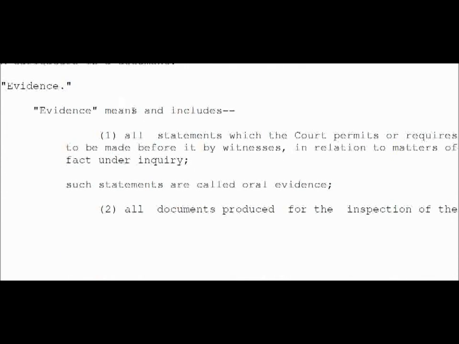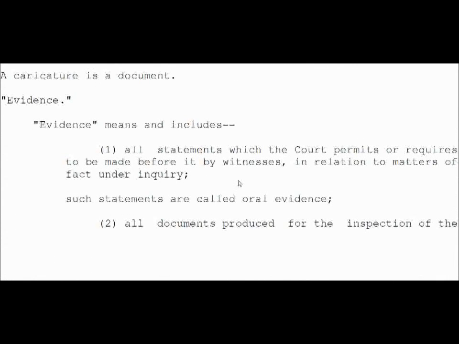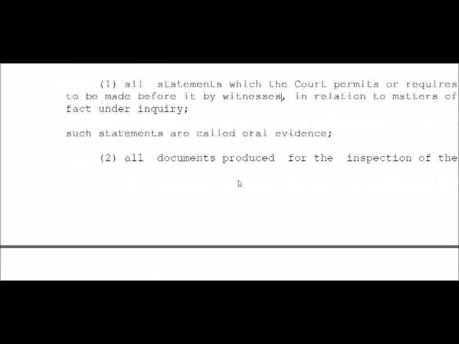Now comes the definition of evidence. Evidence is of two types: oral evidence and documentary evidence. Oral evidence is any statement which is provided or permitted by the court to be made by a witness. And documentary evidence includes documents and also electronic evidence like emails, photographs, pictures, that is, in digital form.